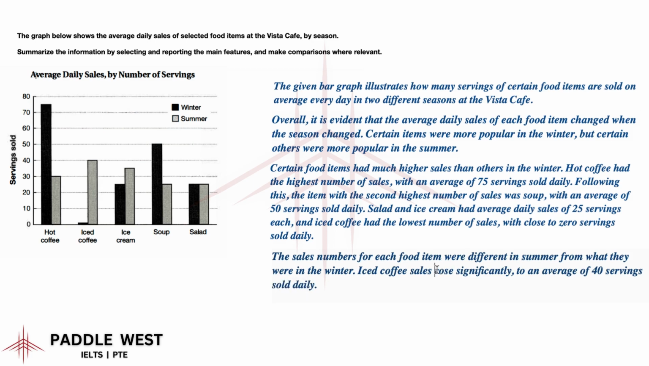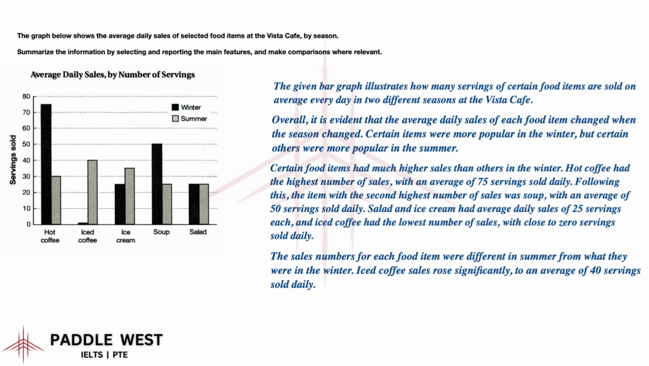I have written, rose significantly. Here you cannot write rapidly, or quickly, or very fast, because it is not a line graph or a bar chart with the timeline on the horizontal axis. In this type of bar chart, you can use words such as significantly, drastically, slightly, etc.